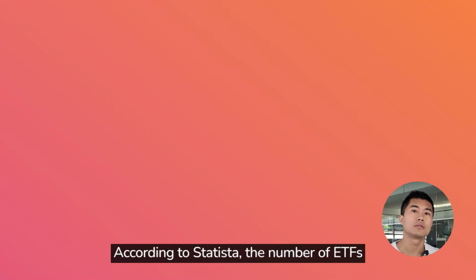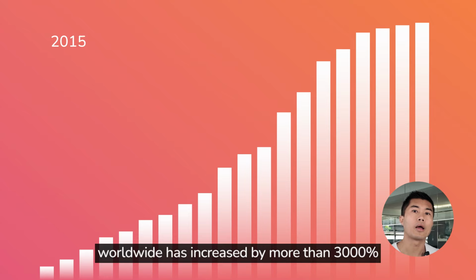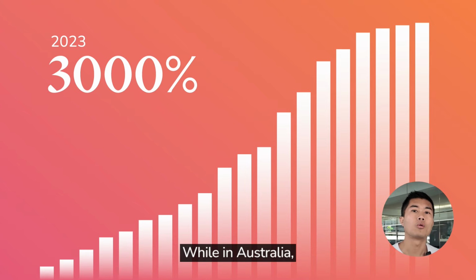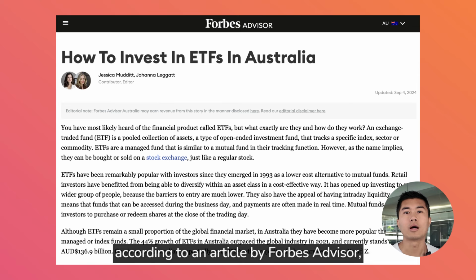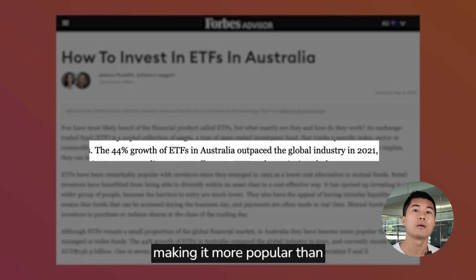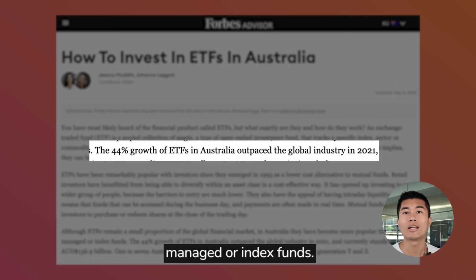According to Statista, the number of ETFs worldwide has increased by more than 3,000% since 2003, while Australia, according to an article by Forbes Advisor, has seen a 44% growth in ETFs, which outpaced the global industry in 2021, making it more popular than managed or index funds.